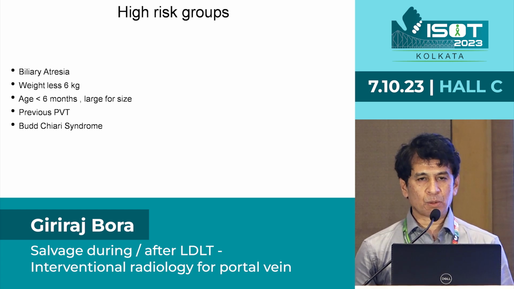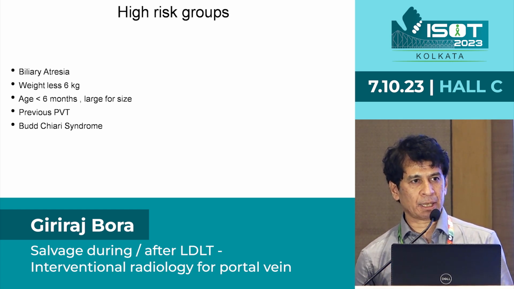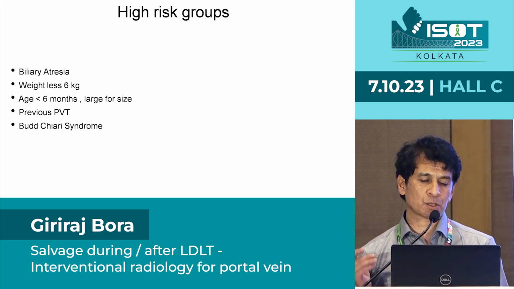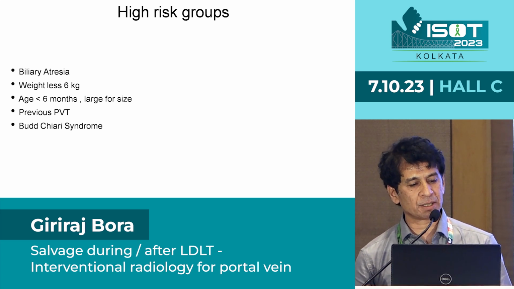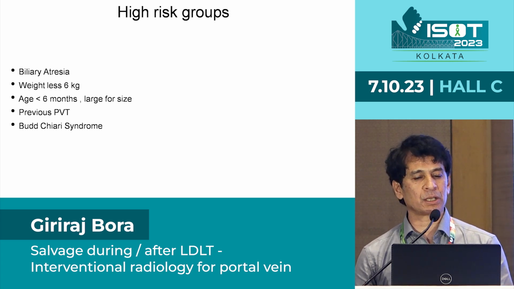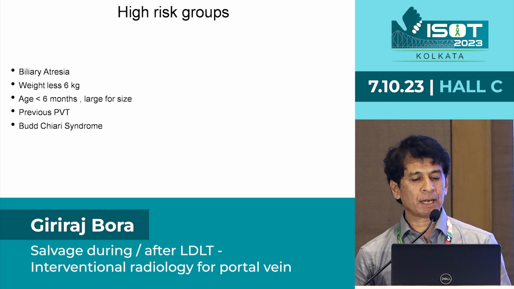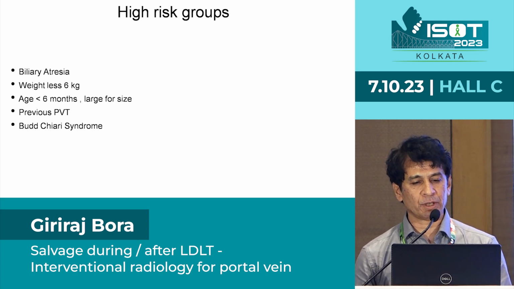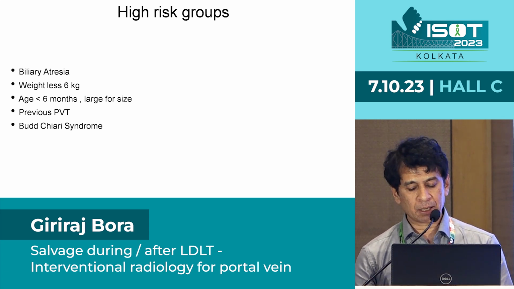Regarding incidence of portal vein thrombosis, obviously we have some high risk groups, and I just said that smaller babies, those suffering from biliary atresia and weighing around 6 kgs, possibly have higher chances of portal vein thrombosis as compared to an adult transplant.